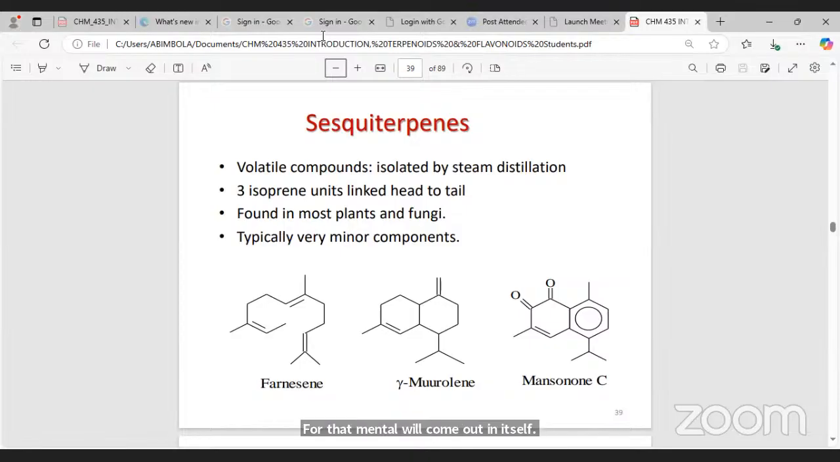Now look at the example of sesquiterpenes. In this, the first structure we have is what? Farnesene. Farnesene, is it cyclic or acyclic?